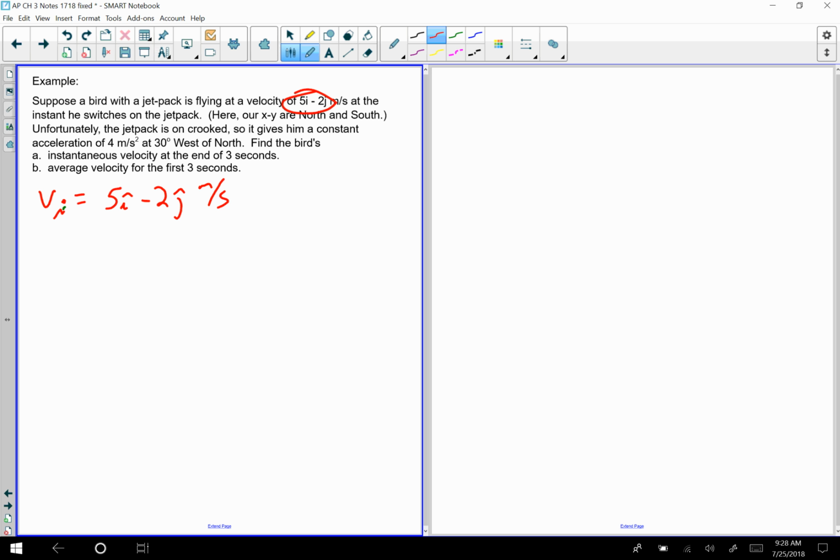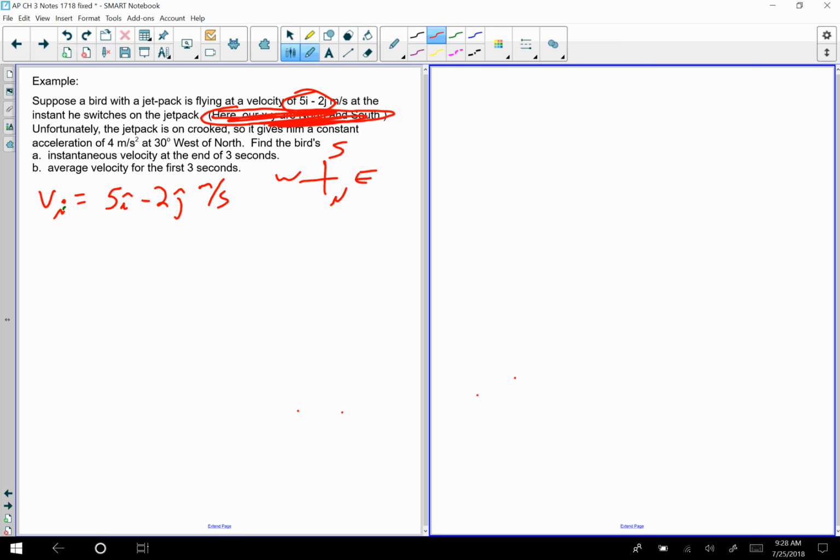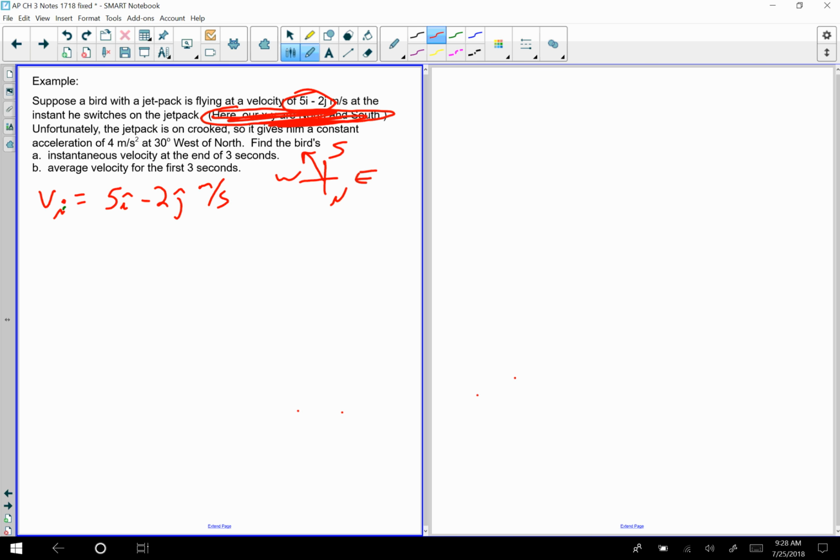Oh, here, this is supposed to say that the XY represents east-west. Don't worry about that. We're talking about compass directions, right? East, west, north, south. Okay, so it says, unfortunately, the jetpack is on crooked, so it gives him a constant acceleration, but the acceleration is 30 degrees west of north. Holy cow, you guys. I just put south and north in the opposite direction, didn't I? Let's try this one more time. North, south. There we go.